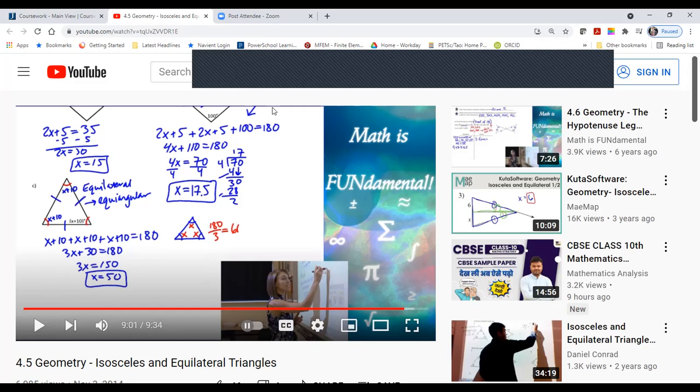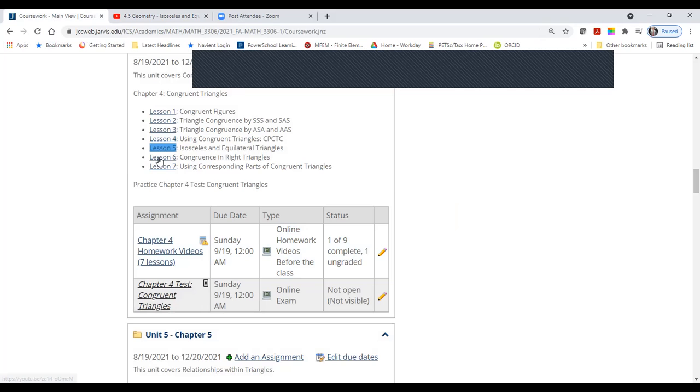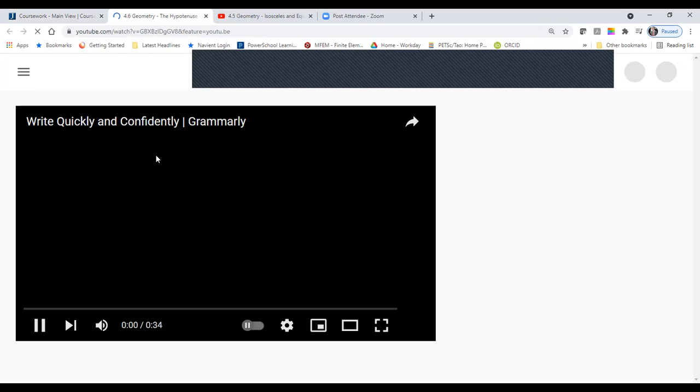Okay, so that's lesson 5. Let's go to lesson 6, congruent right triangles. I think this is clear.